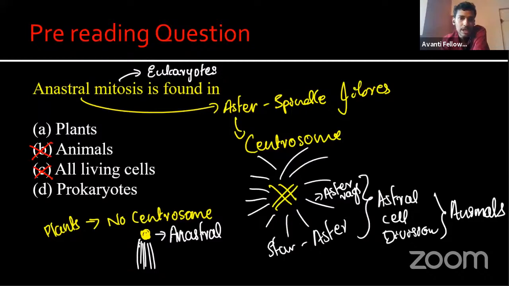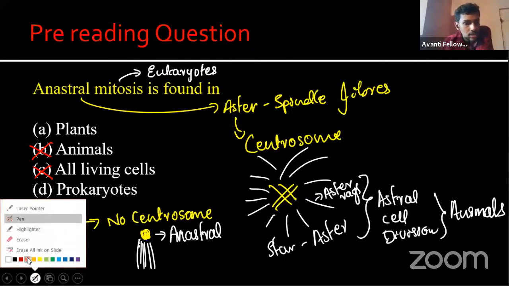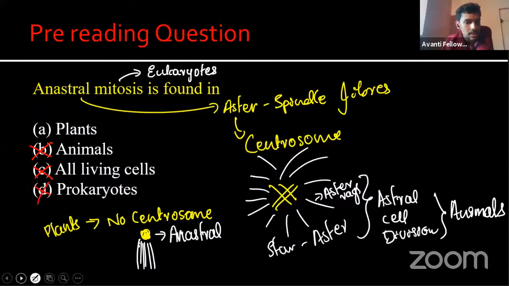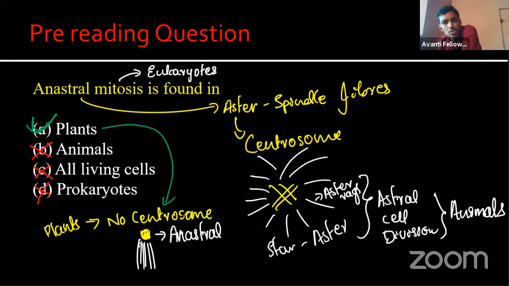But remember, mitosis only happens in eukaryotes. So based on that, you can remove the prokaryotes. The correct option left is the plant, because it doesn't have the centrosome, it's an astral type. We discussed the astral type, but if you remembered that, you could have answered this one also. So that much regarding the pre-reading questions. We will move on to our next topic.